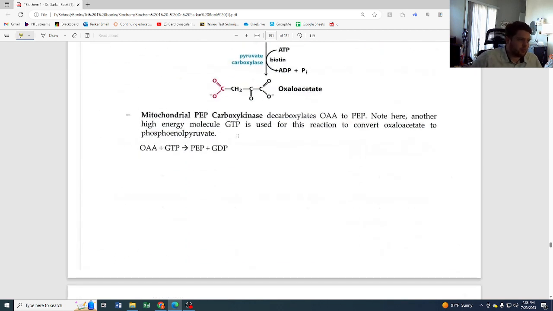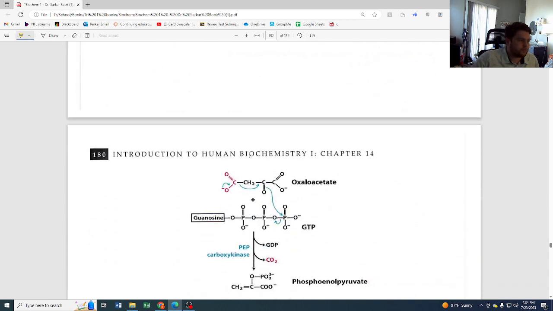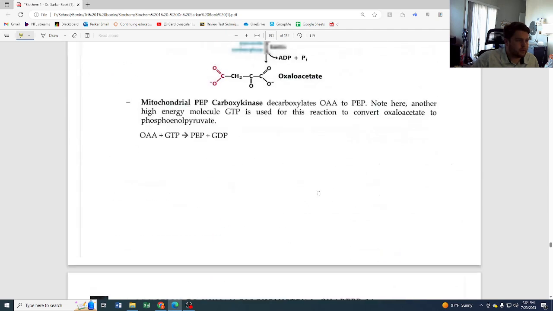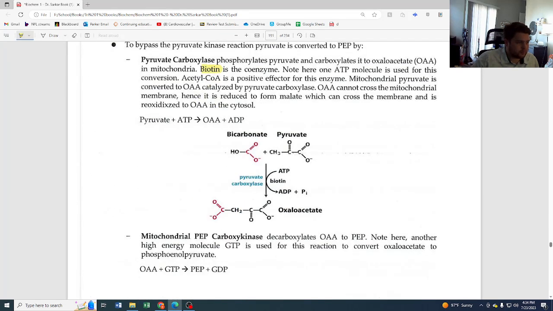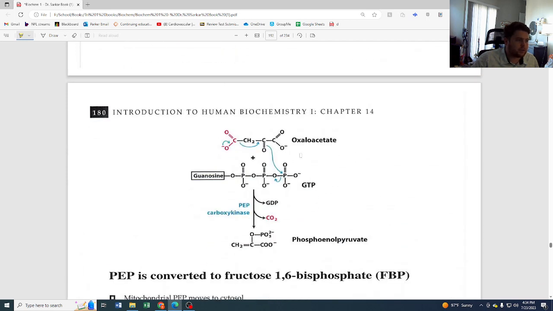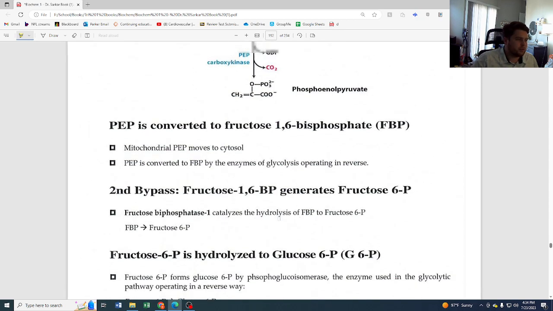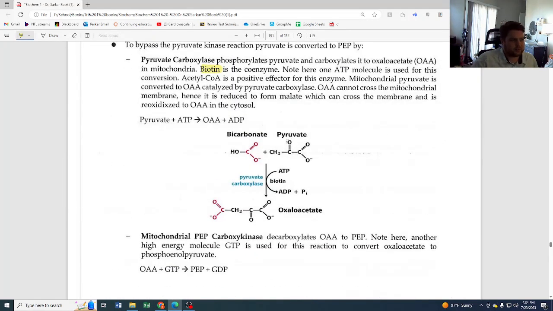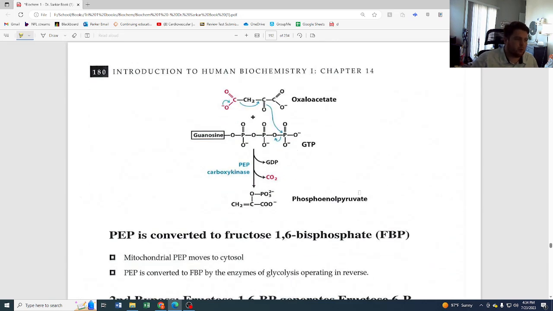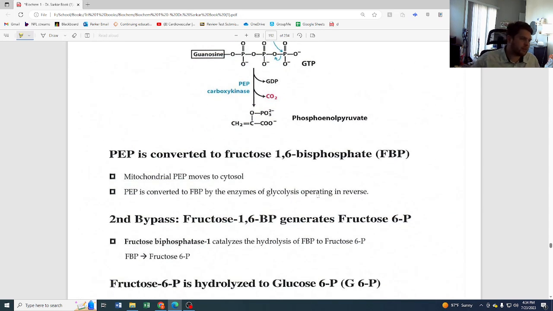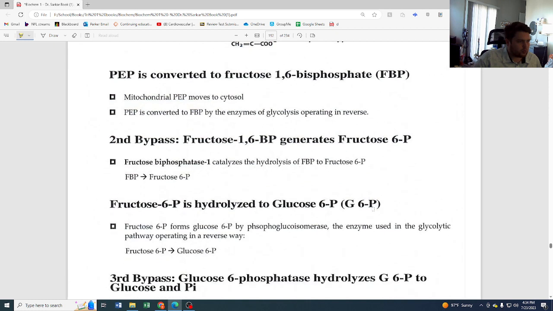The mitochondrial PEP carboxykinase decarboxylates oxaloacetate to PEP. Another high energy molecule, GTP, is used for the reaction to convert oxaloacetate to phosphoenolpyruvate. So understand that we go from pyruvate to oxaloacetate, then oxaloacetate to phosphoenolpyruvate. It's almost like we have to go forwards a little bit, getting to oxaloacetate, to then go backwards to PEP. Now the PEP is converted to fructose 1,6-bisphosphate by the normal enzymes.